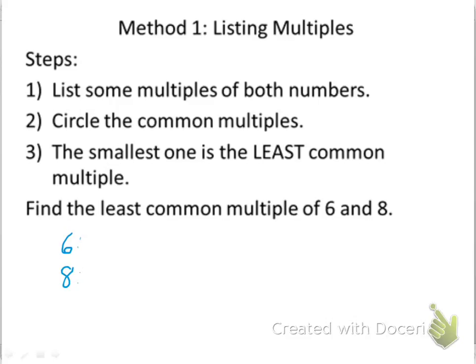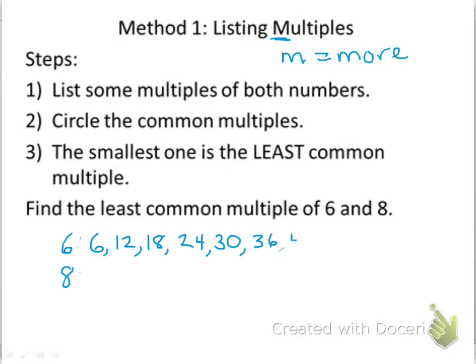The first step is to list some multiples of both numbers. Remember, multiples starts with an M, so that means it's more. We're going to find numbers that are bigger than. So we'll start with 6. Then 6 times 2 is 12. 6 times 3 is 18. 6 times 4 is 24. 6 times 5 is 30. 6 times 6 is 36.